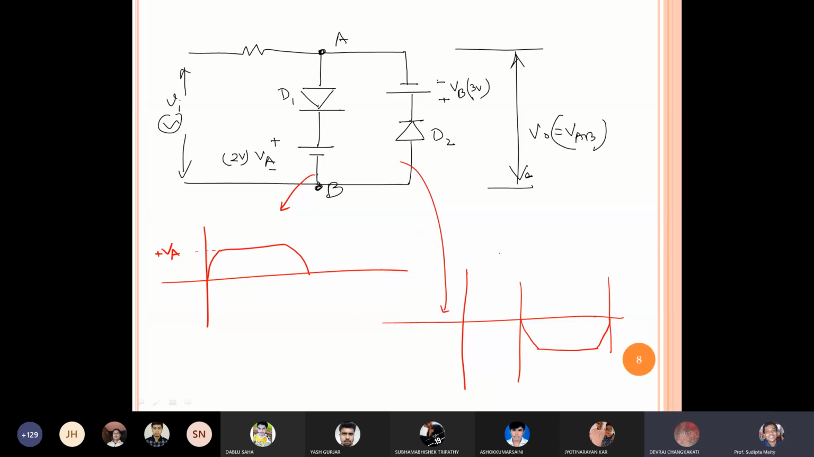Anyone facing an issue? So here I have drawn this one. Okay, it is 0 to suppose T by 2 and this is T. It is T by 2 to T. Okay, so final resultant will be like this, approximately. Okay, so it is my VA, it is my VB.